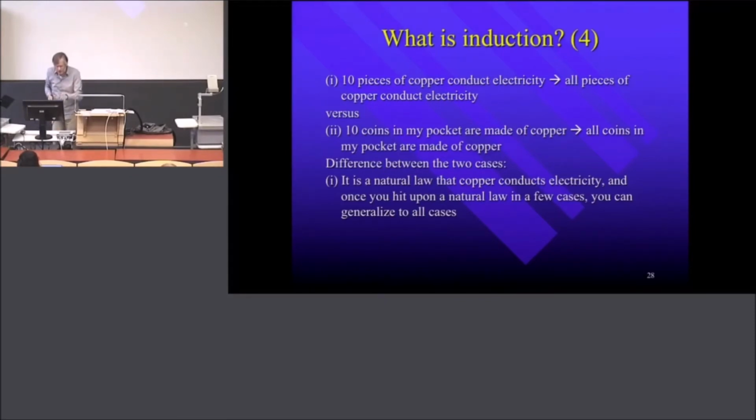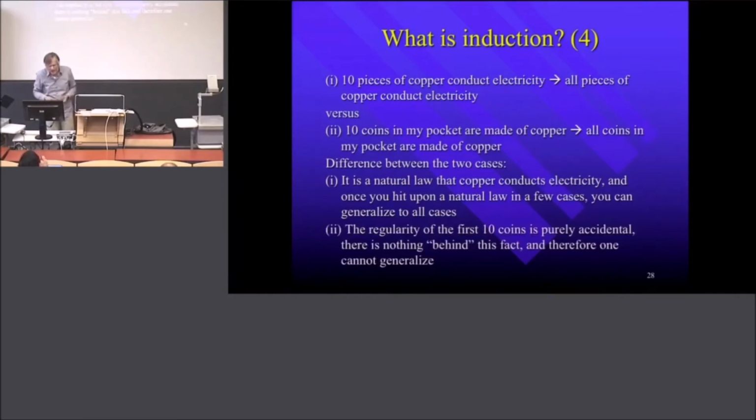But just to understand that, if a natural law exists, but the regularity of the first 10 coins in my pocket is purely accidental, there is, so to speak, nothing behind these facts. If you just look at this, there's nothing that would give a basis for the generalization. Therefore, the generalization doesn't work. So in most cases, if you have 50 coins in your pocket or 20, there will be other coins not made of copper. And therefore, you cannot generalize.